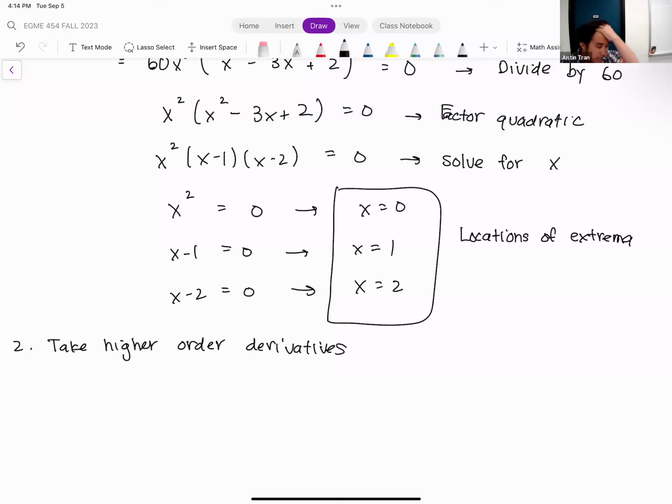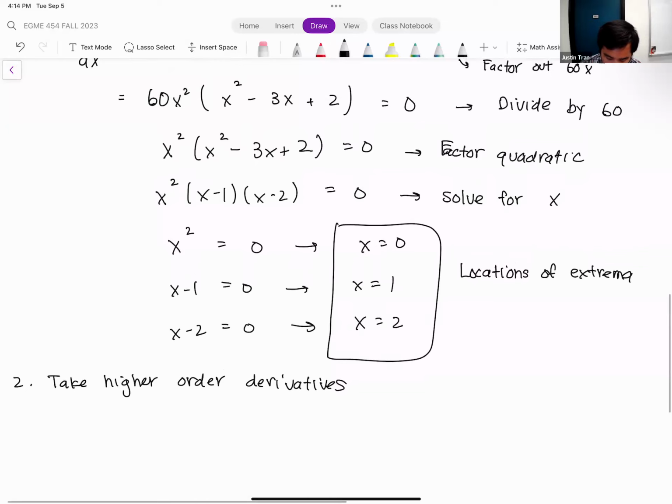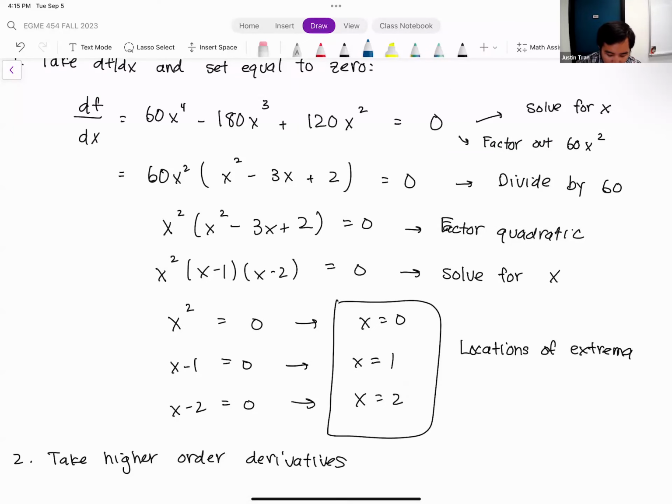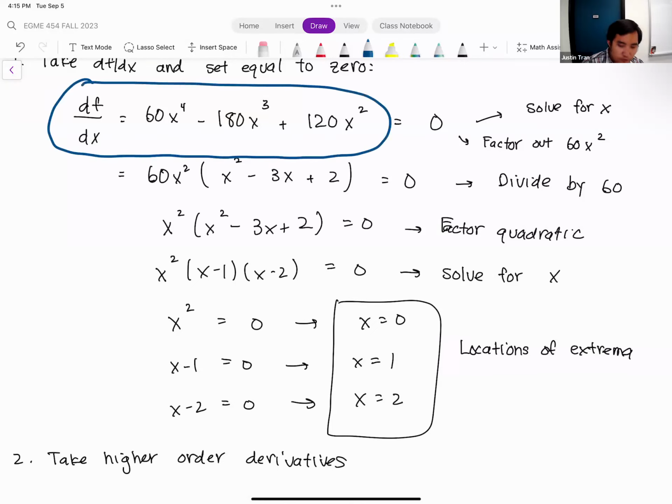Okay. And so step 2, we're going to take higher order derivatives of this equation. Alright, so one word of caution here before we move on. When you're doing a lot of these problems, it gets tempting to start from a later step. But it's important to remember that when we take the second derivative, we start from this form right here for the first derivative, right?